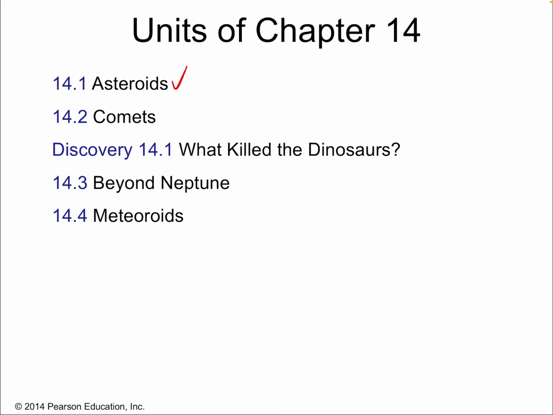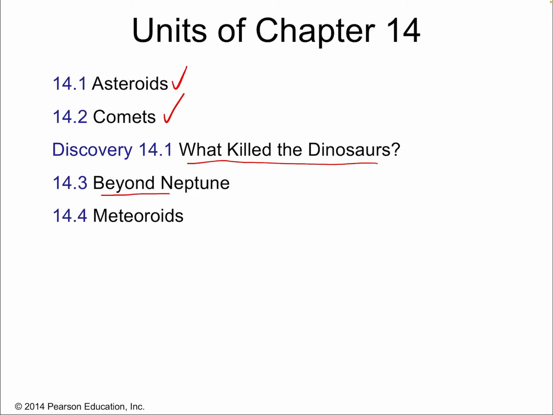So we want to talk about asteroids and comets. We definitely want to be able to distinguish between the two, okay? Then we want to talk about an important aspect of collisions of asteroids with planets, in the context of what killed the dinosaurs about 250 million years ago.